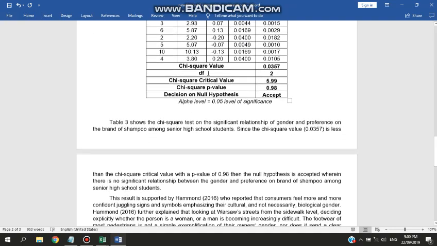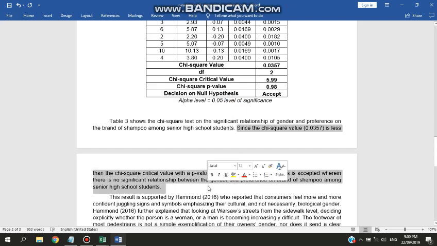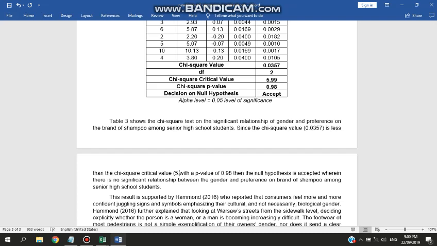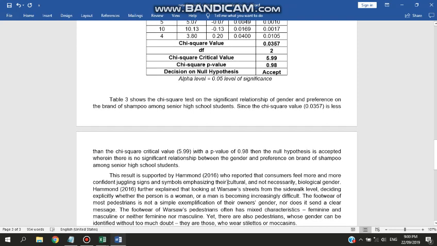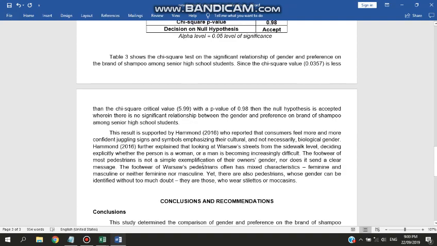Okay? So you have to reiterate this, same as with continuous. Table 3 shows the chi-square test on the significant relationship of gender and preferred brand of shampoo. Same as we did in our activities in class, since the chi-square value is less than the chi-square critical value, let's say the critical value is 5.99, and you back it up with a p-value of 0.98, then the null hypothesis is accepted. So again, after you reiterate this, you have to have related literature supporting it.